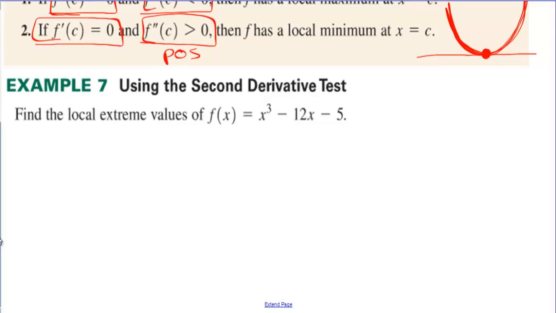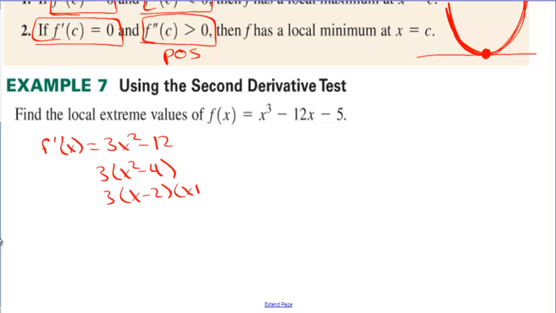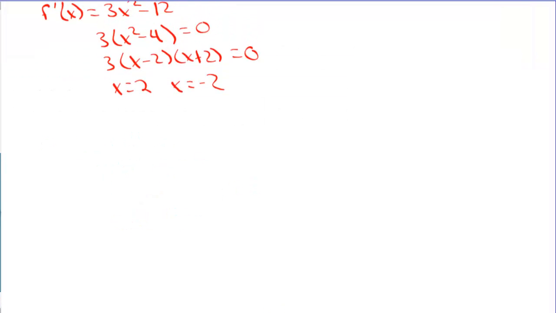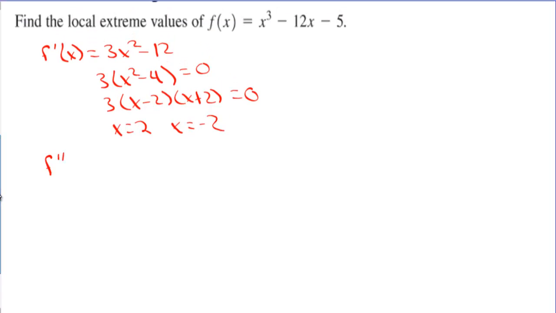Find the local extreme values of this function. So the first derivative is 3x squared minus 12. I can factor a 3 out of that. We can factor this into x minus 2, x plus 2. Of course, we're setting this equal to 0. So x equals 2, x equals negative 2. Well, we could throw this on a number line, or we could just do the second derivative test. The second derivative is 6x.